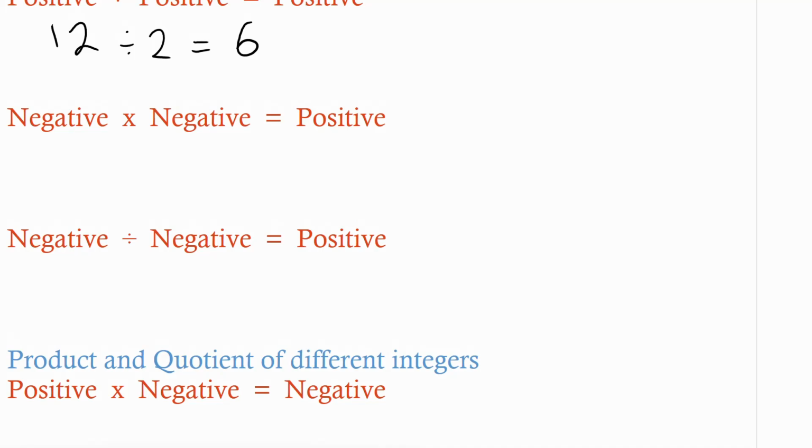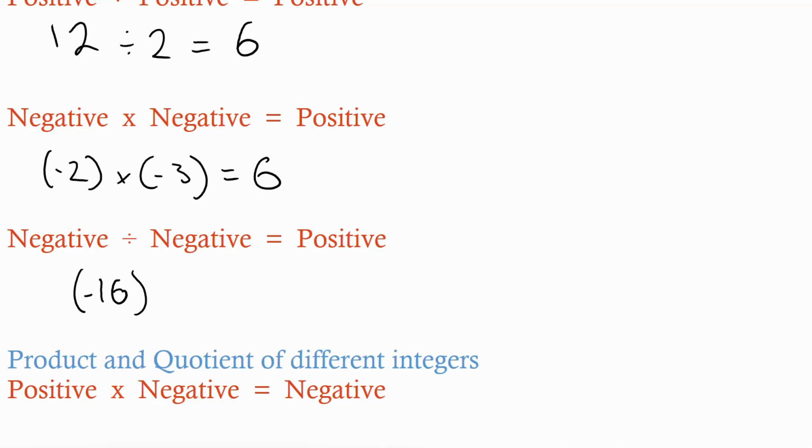Negative times negative. What if we had negative 2 times negative 3? We end up with 6. So when they're the same sign again, they're both negatives, when we multiply them together, we get a positive answer. So same signs, positive. And the same works for division. Negative 16 divided by negative 4 gets me an answer of 4. Negative and negative, positive.